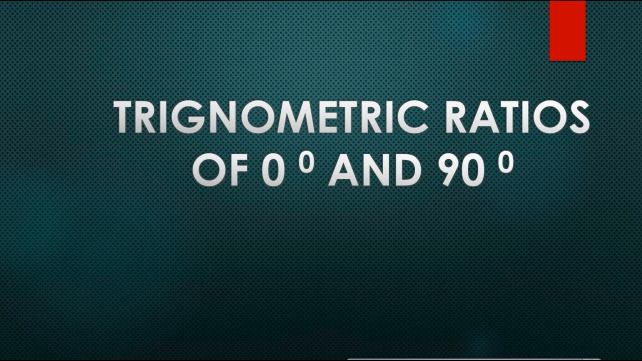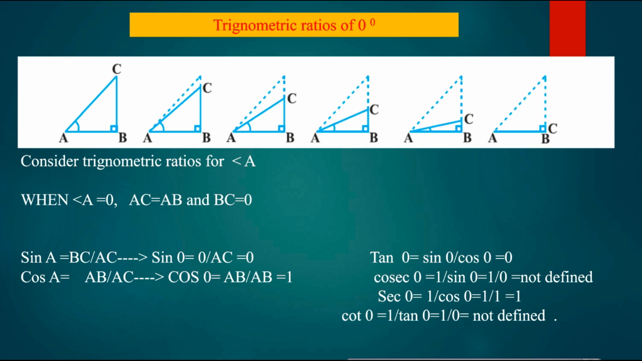Next is trigonometric ratios of 0 degree and 90 degree. First is trigonometric ratios of 0 degree. For that, consider right angle triangle ABC, right angled at B. And A and C are the acute angles. We are finding out trigonometric ratios for acute angles. Consider the acute angle A. We have to find out trigonometric ratios of 0 degree. So A becomes 0 degree.